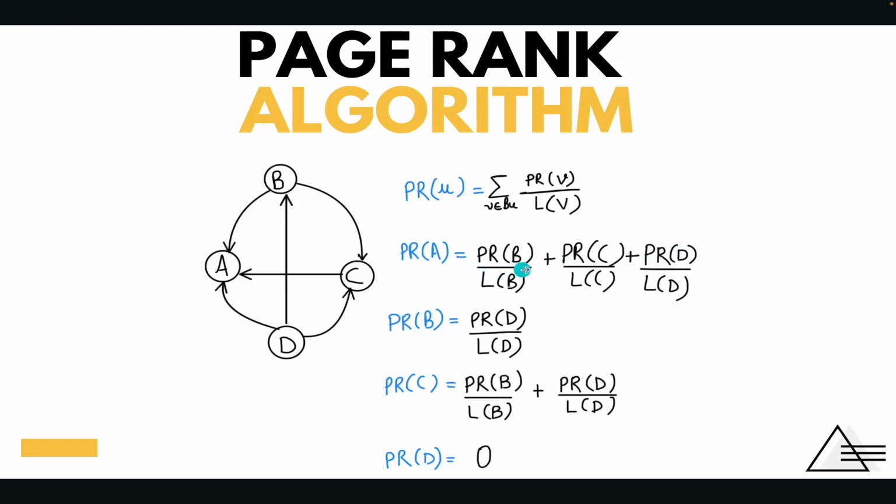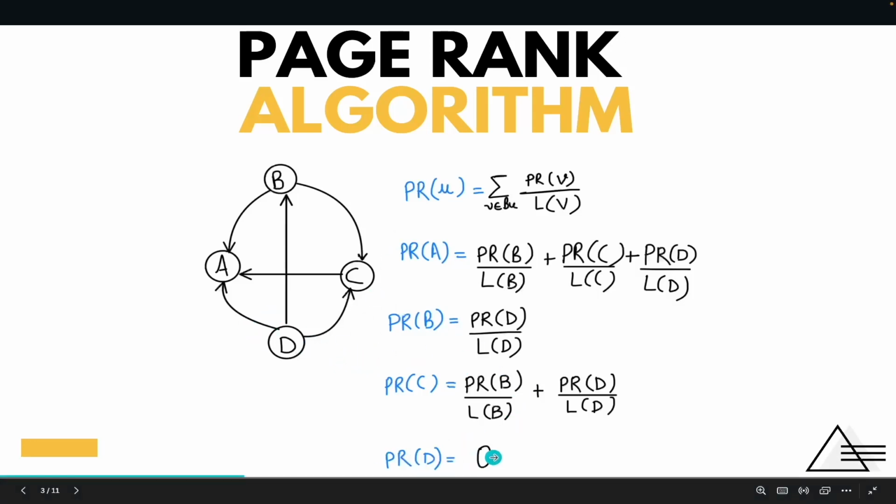And here we have also divided the respective PageRanks by normalizing them. The PageRank of B is divided by L of B. What is L of B? L of B is the number of outward links from page B, so that it gets normalized. Similarly for PageRank of C and PageRank of D. The PageRank of B is the PageRank of D divided by L of D. Why? Because B has just one inward edge from D, and L of D will be 3 because D has 3 outward edges.